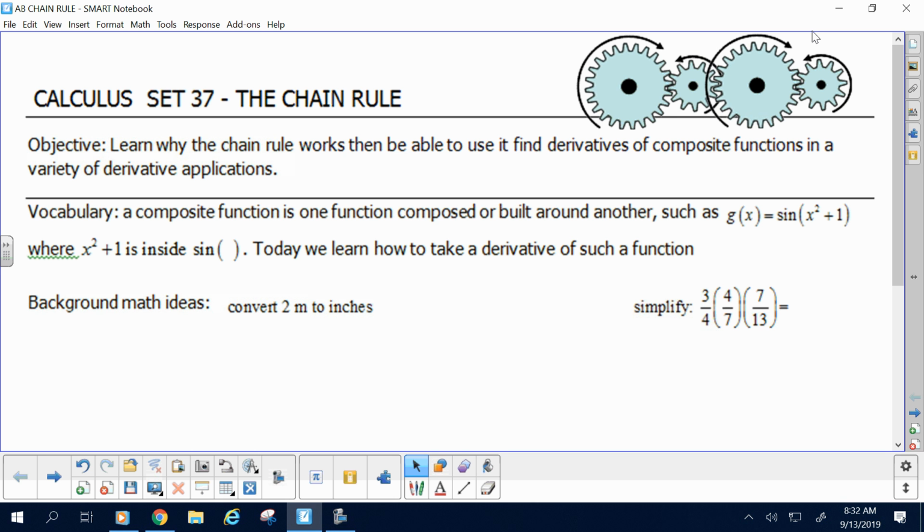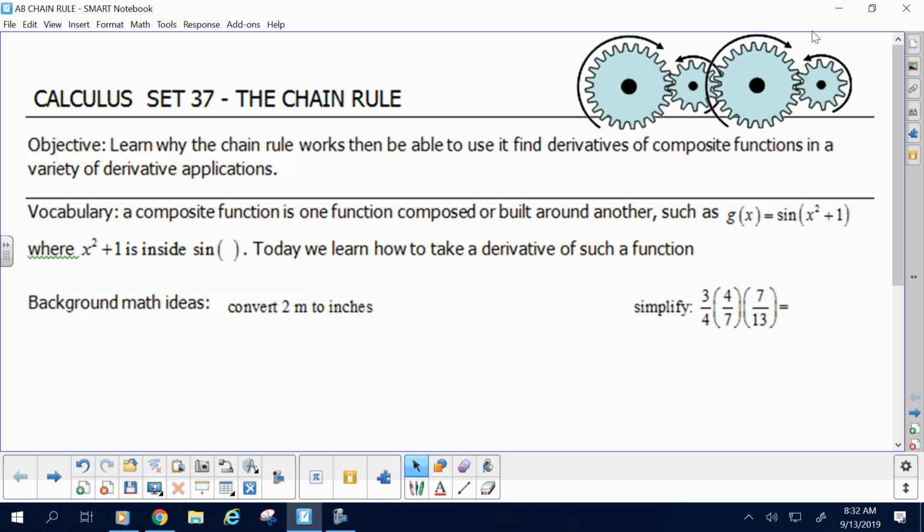The big idea is you use the chain rule when you have a function within a function, which might seem pretty rare, but you'll actually find it happens all the time. So sine of x squared plus 1 is an example of a composite function, one composed on the other, where x squared plus 1 is dropped into the sine function. Follow? When you take a derivative on such a function, you have to be on your game.